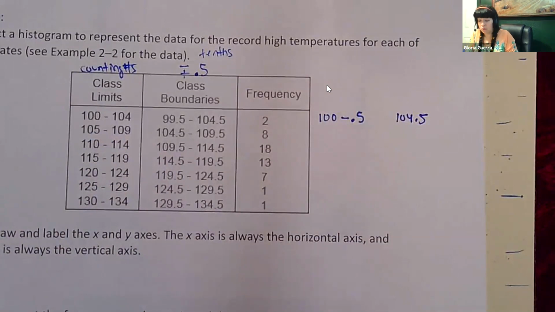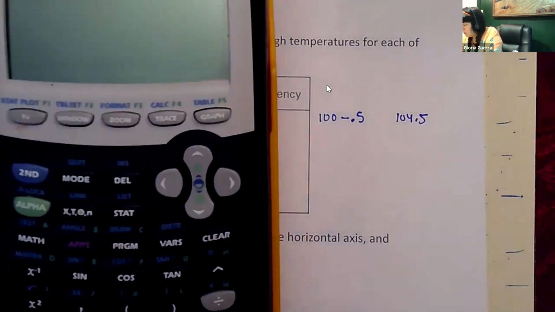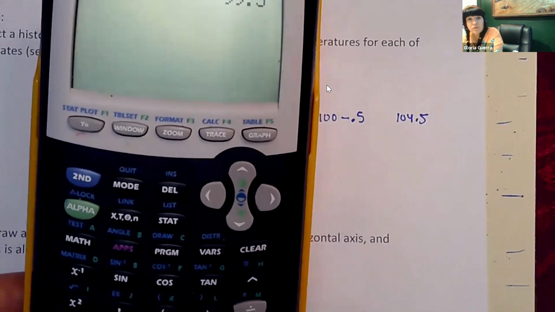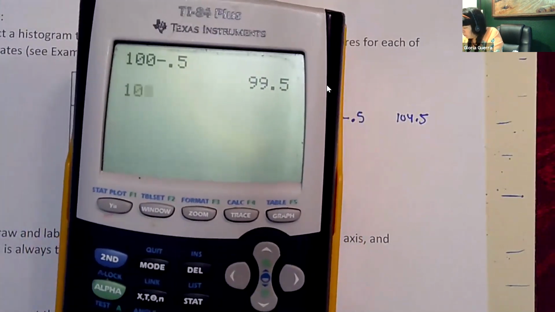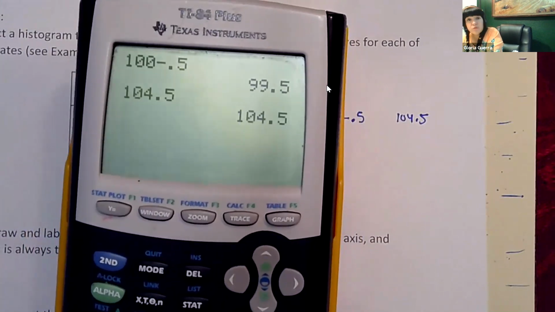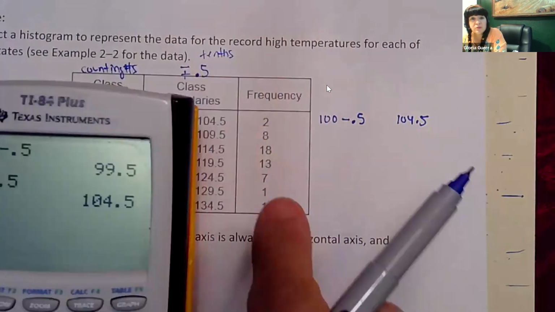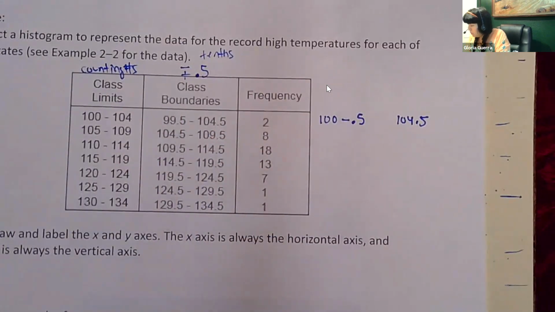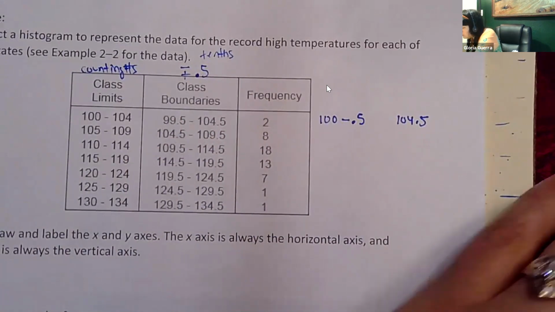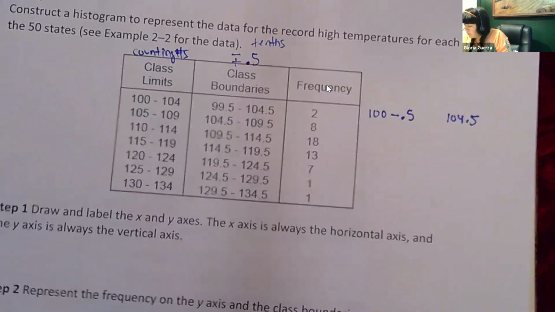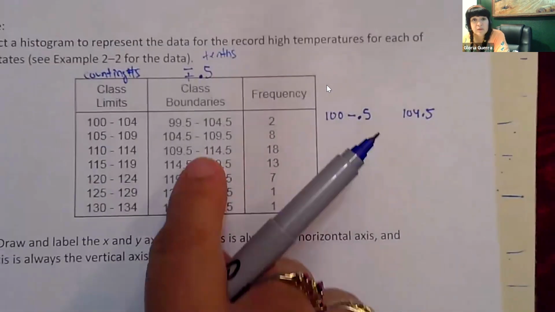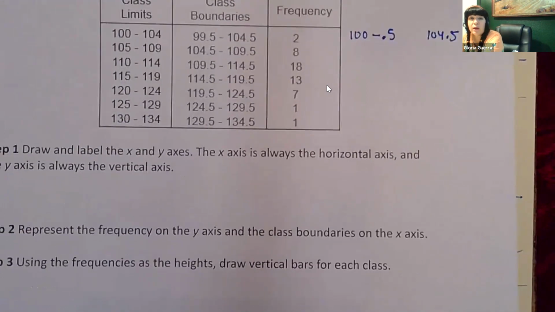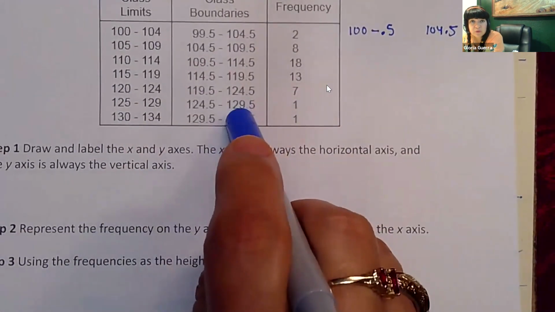So if I just show you that on my calculator, 100 minus 0.5, you can see is 99.5, and then 104 plus 0.5 is 104.5. So you see how that matches there. And then you would do that for all these problems here. For all these class limits here, you would figure that. So you would have to do that first. If you're trying to make a histogram, you would have to sit down and figure that first.